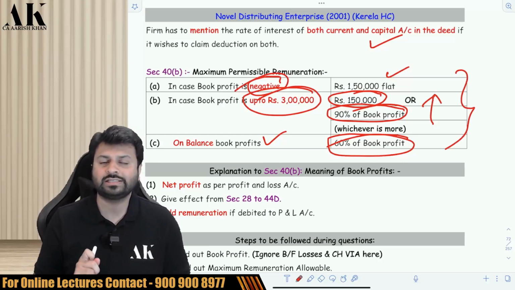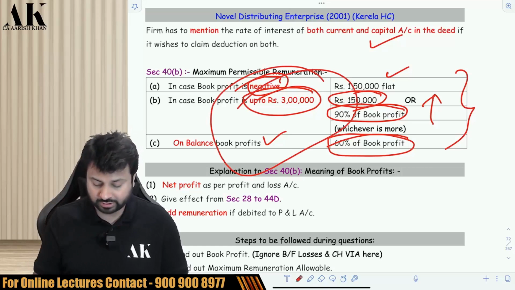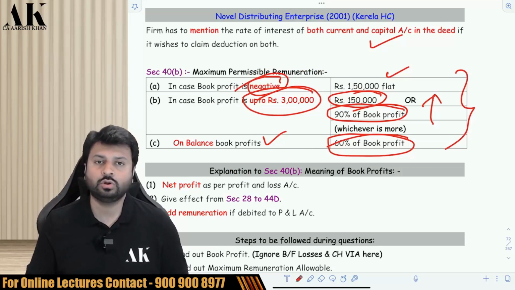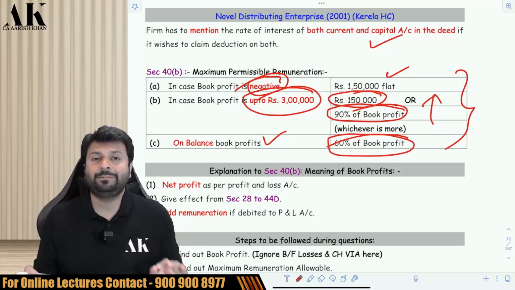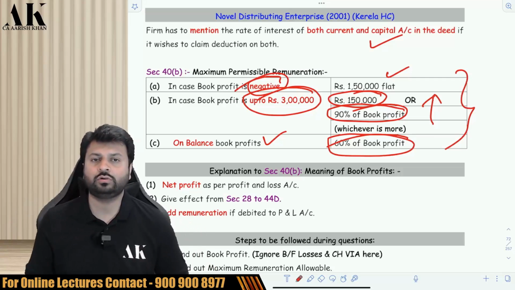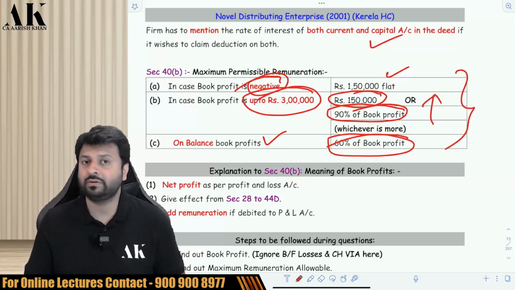Now, is this the standard deduction I am going to get? No, no. This is the maximum deduction that you can get. This will be compared with your actual remuneration paid to the partners, and whatever is lower will be allowed as deduction. If the actual is lower, then the lower is allowed. If the actual is more, then this much will be allowed to you as a deduction.